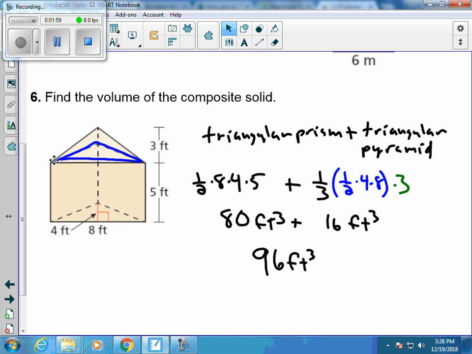The volume of that triangular prism was 80 cubic feet. The volume of the triangular pyramid was 16 cubic feet. Add those guys together to get to 96 cubic feet. And that is not much new for you guys, but again, there's practicing and looking at composite solids and how we can use what we know about different three-dimensional shapes to find the volume of a composite solid.